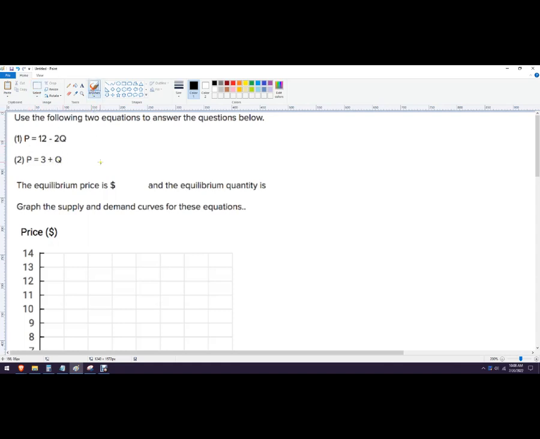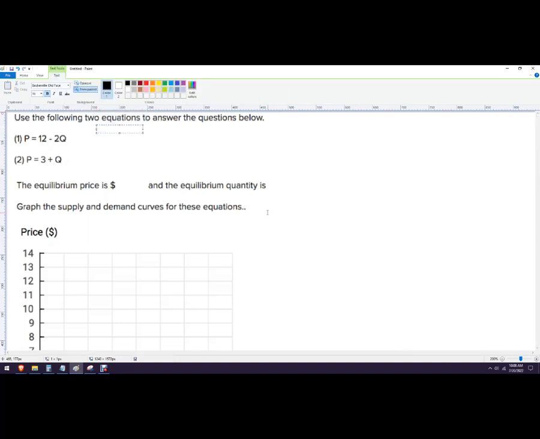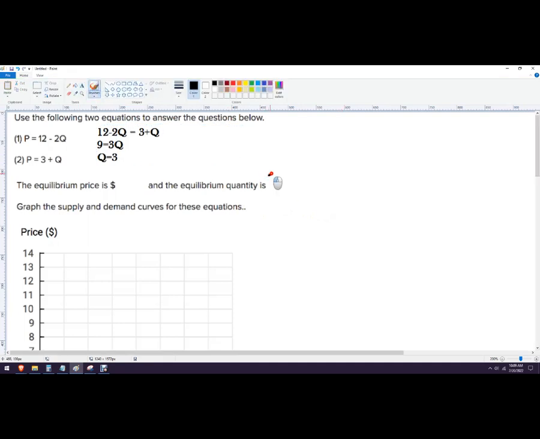So to find equilibrium price, we're going to set the supply and demand equal to each other, where they're equal, and then solve. So this is going to be 12 minus 2q equals 3 plus q. Then do some rearranging here. I get 9 equals 3q, and then q equals 3. So the equilibrium quantity here is 3.